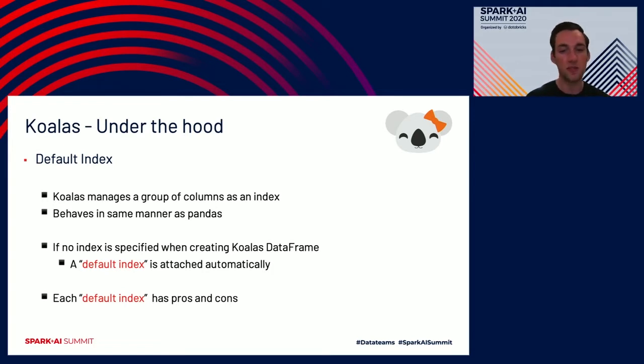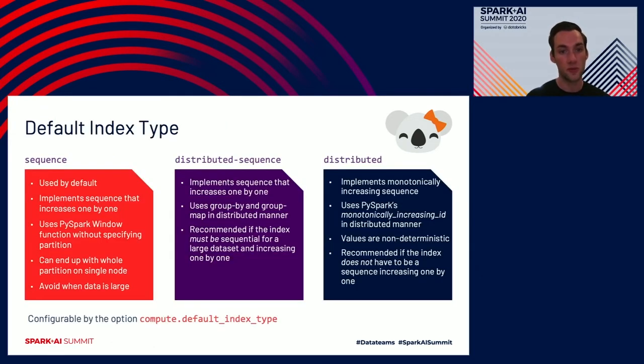Now, there are several different types of default index which a Koalas user can configure. However, each of these index types has its pros and cons. Choosing an appropriate default index type is thus hugely important, as users can often run into slow performance if their choice of default index type is not well suited to the use case at hand. So let's dig into the 3 different types of default index that we have available to us. The first of these is the sequence index.